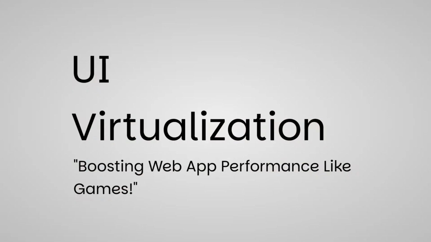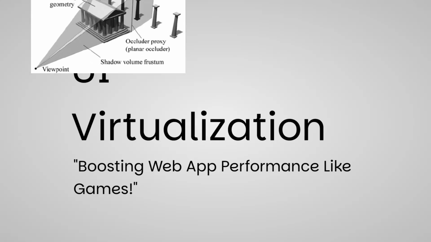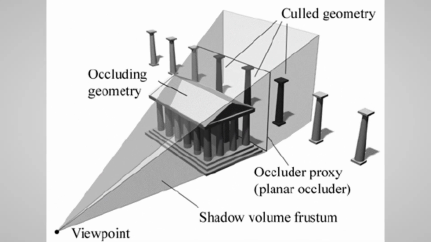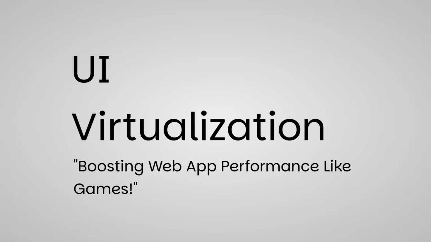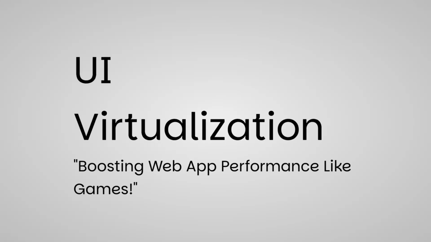If you've played open-world games, you know they handle vast environments seamlessly. This magic often comes down to a technique called culling, only rendering what the player can see. Did you know web apps have a similar technique? It's called UI Virtualization, and it can massively boost performance for data-heavy applications. Let's dive in to learn how it works and why it's so powerful.